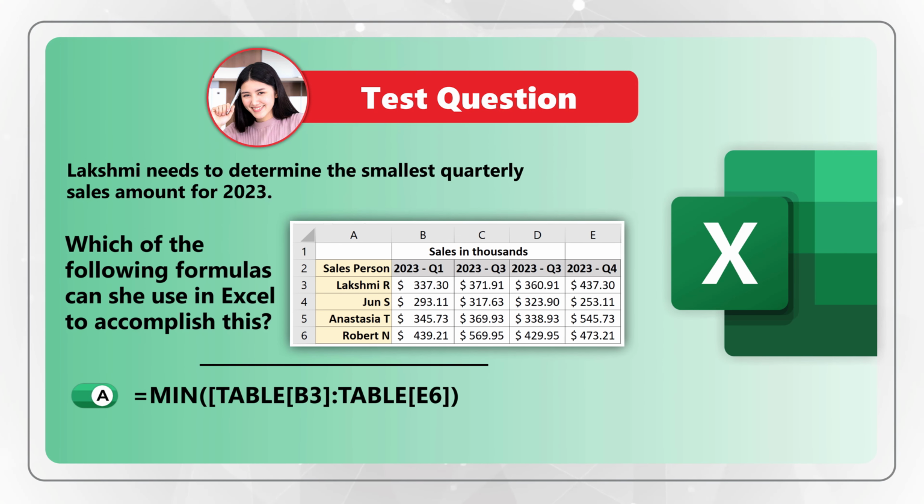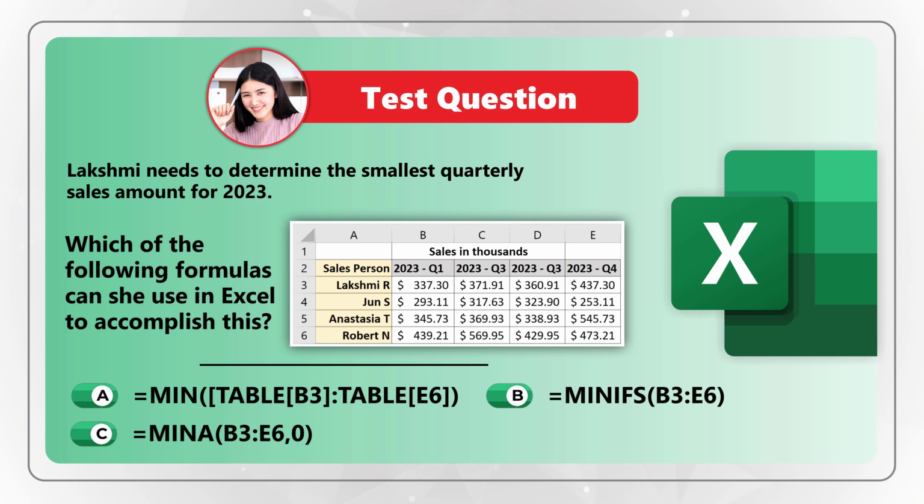Choice A, formula MIN, and then you have values in parentheses B3 through E6. Choice B, MIN FS, and then value in parentheses B3 through E6. Choice C, MIN A, B3 through E6 in parentheses, and last but not least, choice D, MIN B3 through E6.